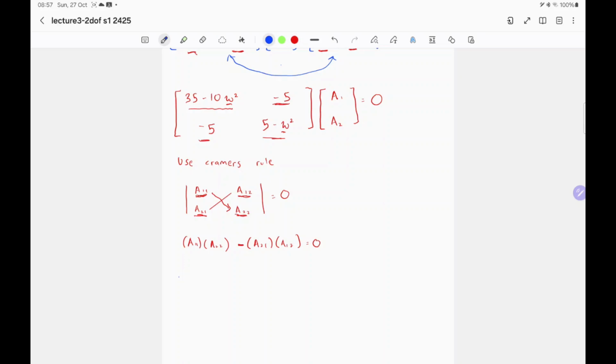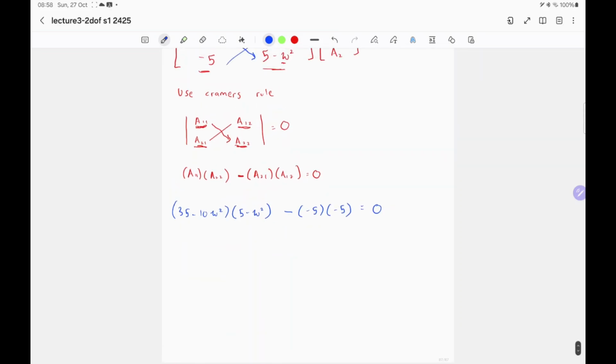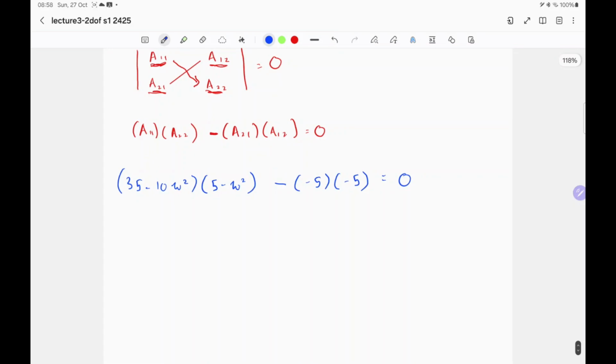So you'll get 35 minus 10 omega squared multiplied with 5 minus omega squared, minus negative 5 multiplied with negative 5, equals to 0. Okay, so next what we need to do is expand this.